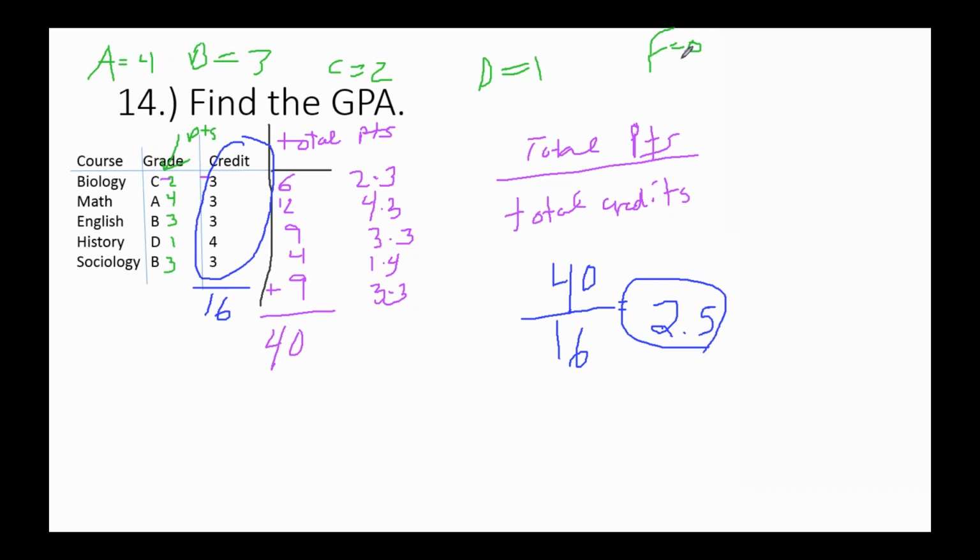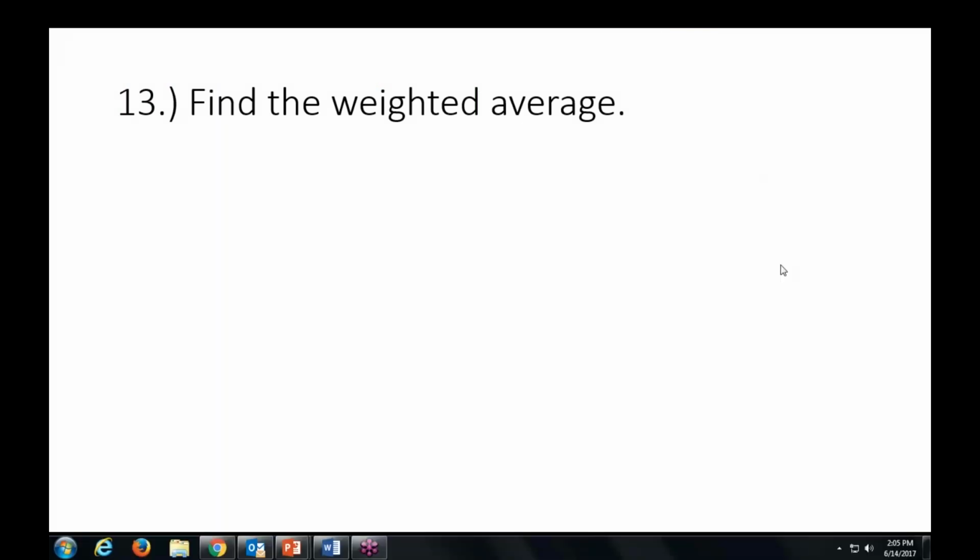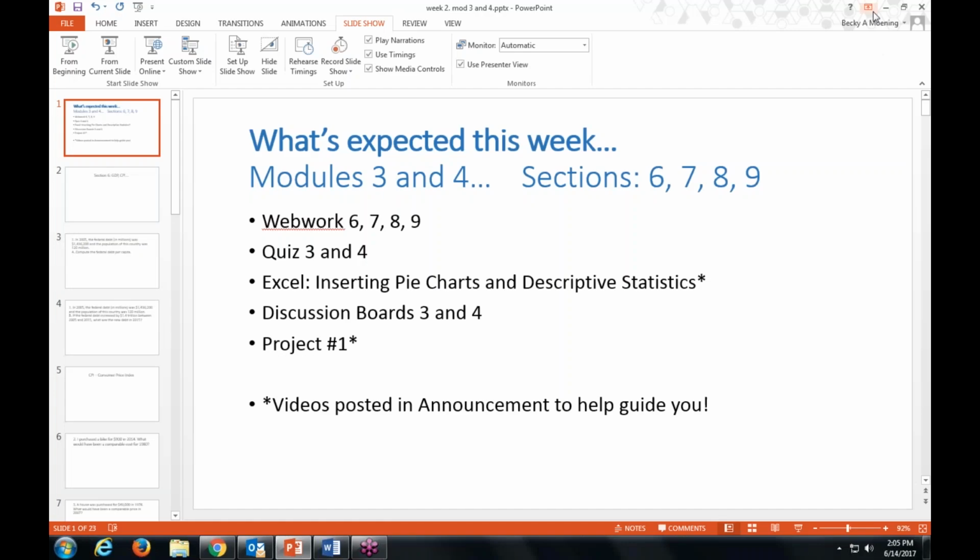And again, the points are from 0 to 4. So your final GPA answer should be somewhere between 0 and 4. If you got all A's, you have a 4. If you got all F's, you have a 0. If you have a mixture in there, you're going to have somewhere between a 0 and a 4. Okay? All right, that is the last thing I have there.